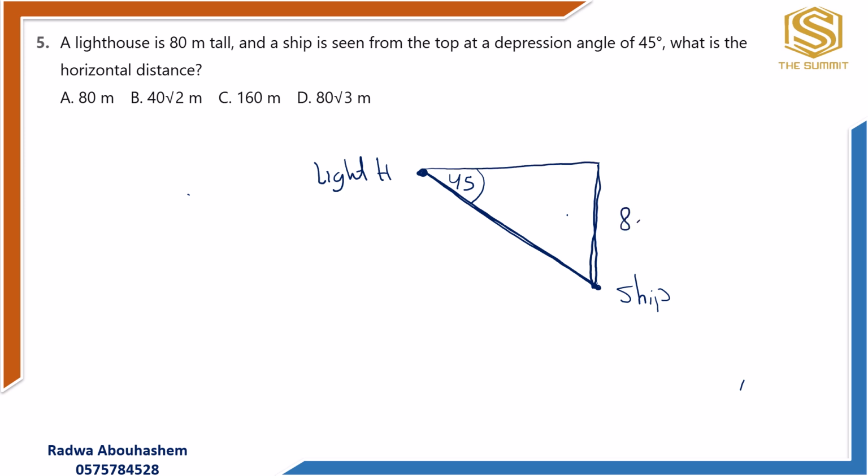So here, this is 80 meters tall. And this is the horizontal distance. Now, of course, this is 90, and he's asking you about the horizontal distance. Since it's 45, this means this is an isosceles triangle, right? So this would also be 45. So this side would be equal to 80.